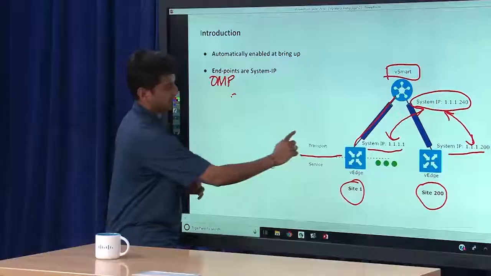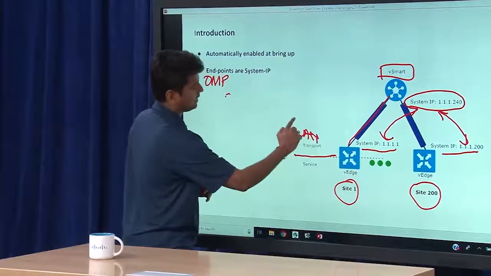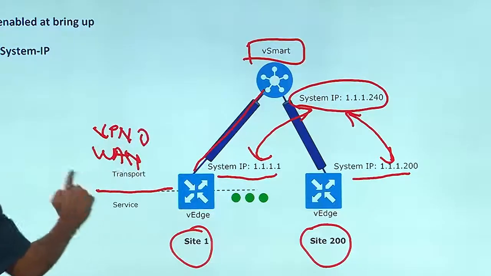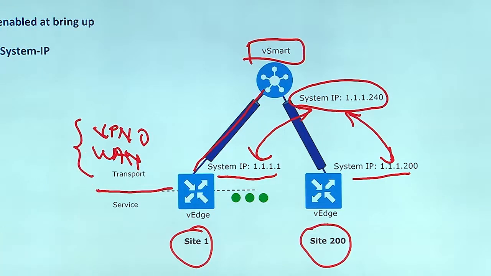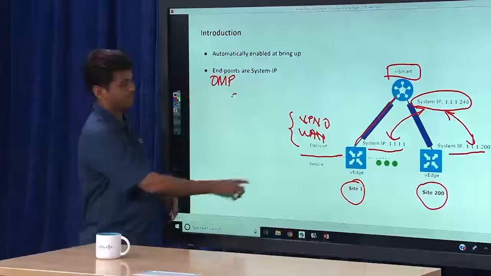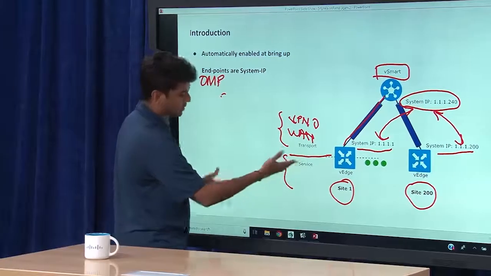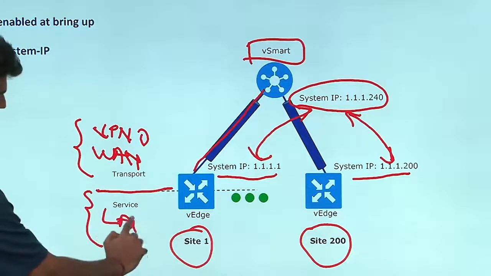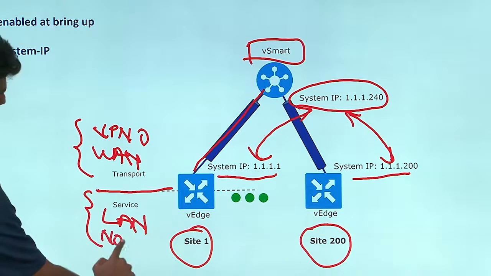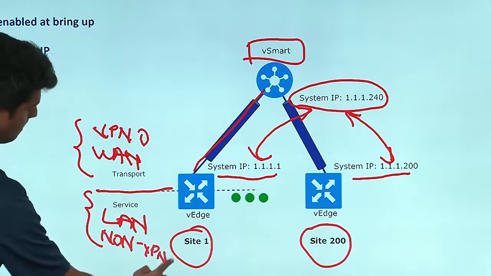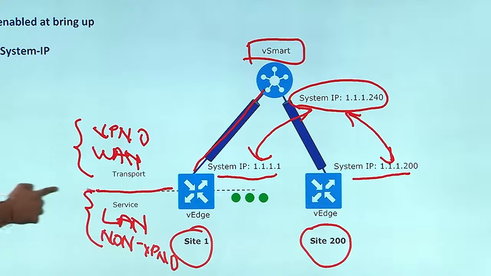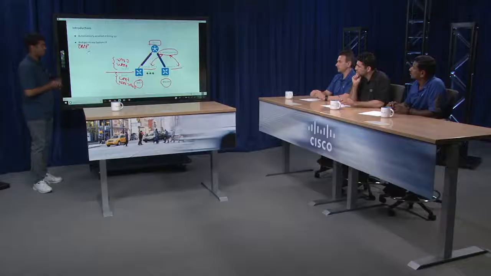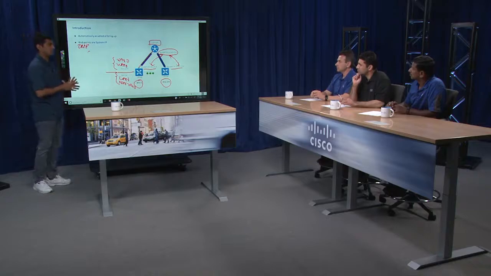Now the transport, you're depicting here a transport and a service. Is that what you described in the previous slide as VPN 0 and a service-side VPN? Exactly, yes. So this is what we call a WAN side, or a VPN 0 side, or a transport side. SD-WAN uses these terms interchangeably, and a service side would be a service side by itself, or a LAN side, or a non-VPN 0 side. So that's how you differentiate. Exactly, David. Any further questions on these?